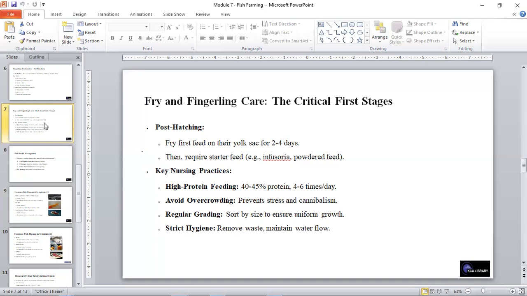Now, also, there's need for strict hygiene. You remove every form of waste and you maintain the water flow. So these are the care you need to give to younger fish.